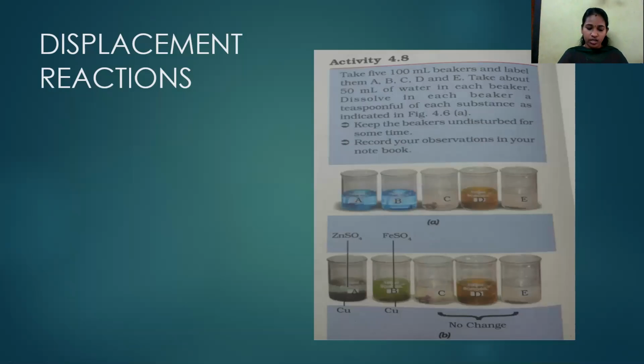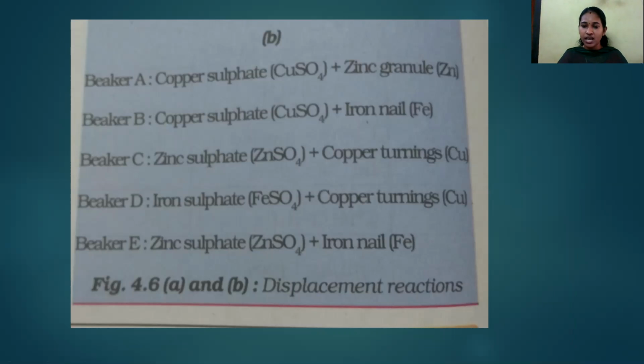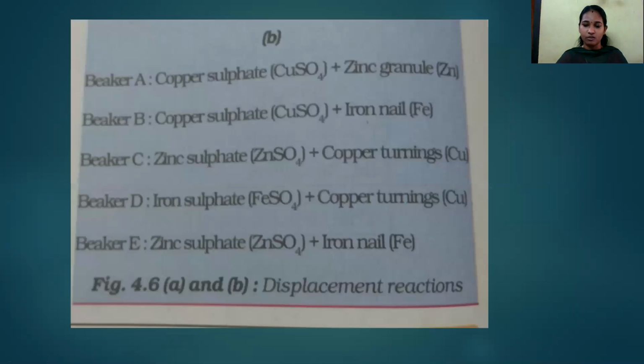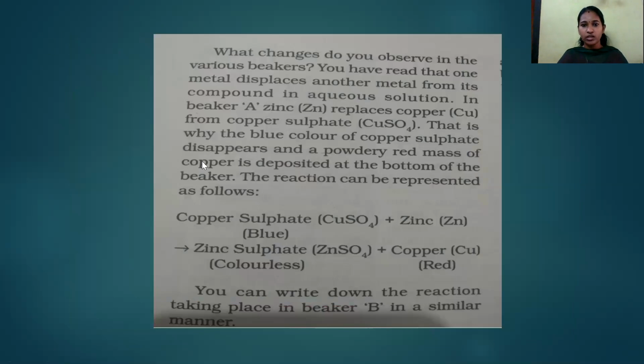What is the observation? In first two beakers, there is a color change, and there is no color change in the remaining three beakers. What is the reason for that? You have read that one metal displaces another metal from its compound in aqueous solution.